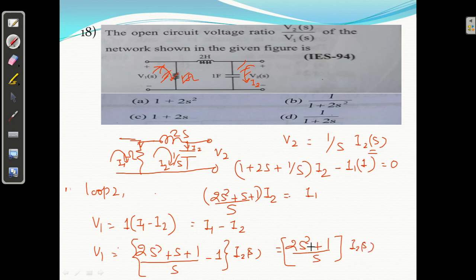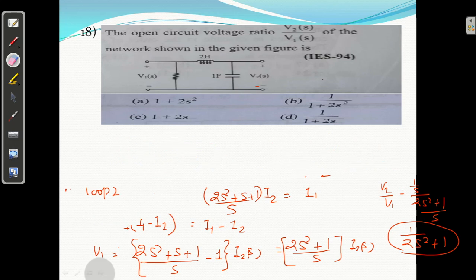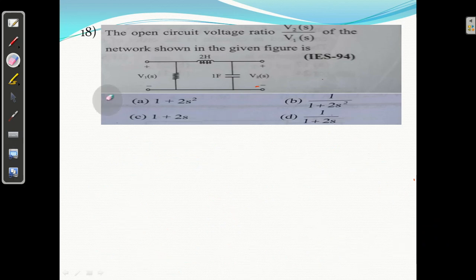Now V2 upon V1 equal to what will come? V2 is 1 by s upon this 2s square plus 1 upon s, so we will get 1 upon 2s square plus 1, that is the answer. Okay, B answer is correct. So this is question number 18. Okay, question number 19.